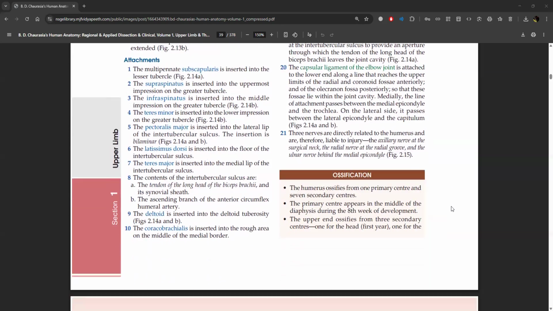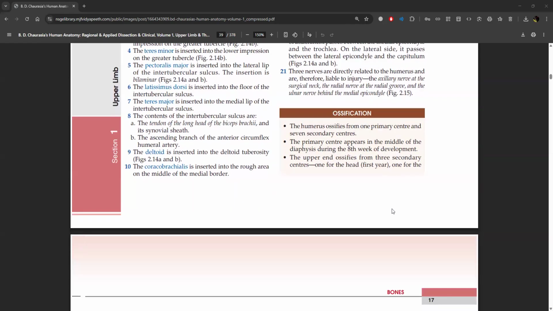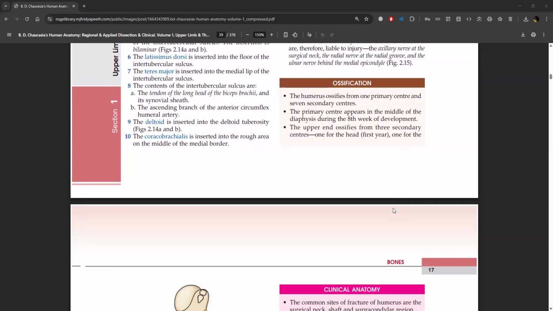Number 21. Three nerves are directly related to the humerus and are therefore liable to injury: the axillary nerve at the surgical neck, the radial nerve at the radial groove, and the ulnar nerve behind the medial epicondyle. Ossification. The humerus ossifies from one primary center and 7 secondary centers. The primary center appears in the middle of the diaphysis during the 8th week of development.